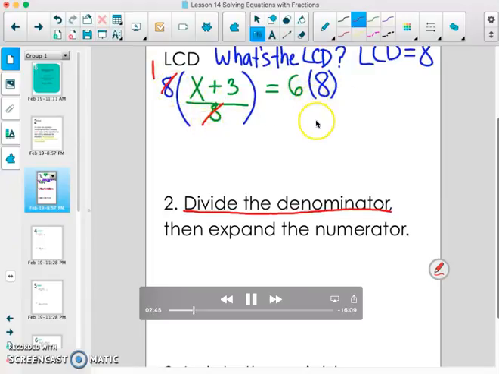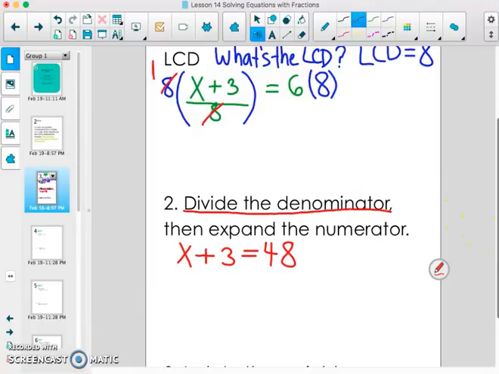Over here is just a 1 on the bottom, and 8 divided by 1 is just 8, so we don't have to do anything on this side. So for now, hang with me: 8 divided by 8 is 1. Now we're going to expand the numerator, so we write out the top. Because this is just a 1 there, this has gone away. So all we have is x plus 3 is equal to 48. And then all we have to do now is just solve.